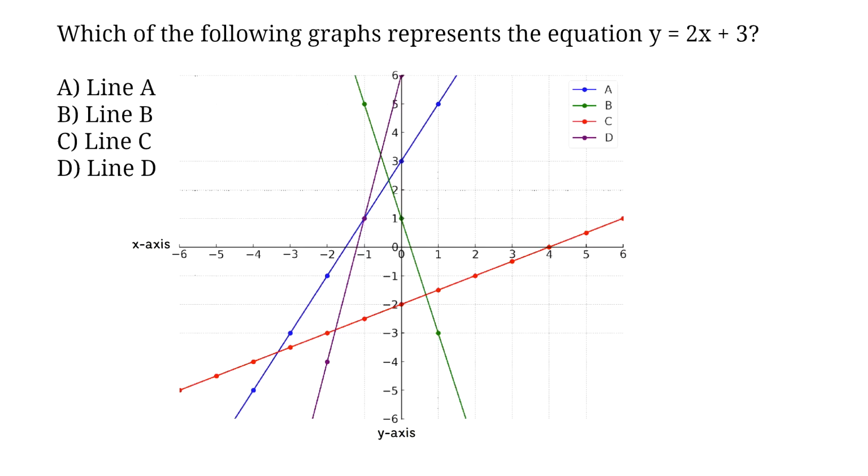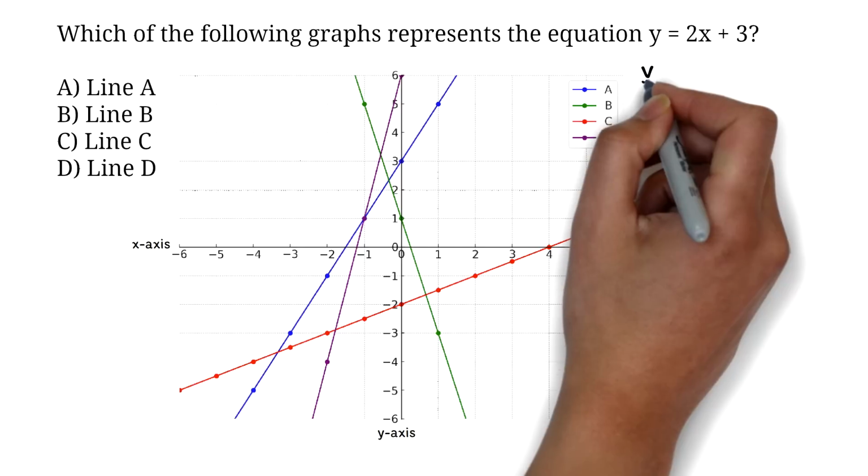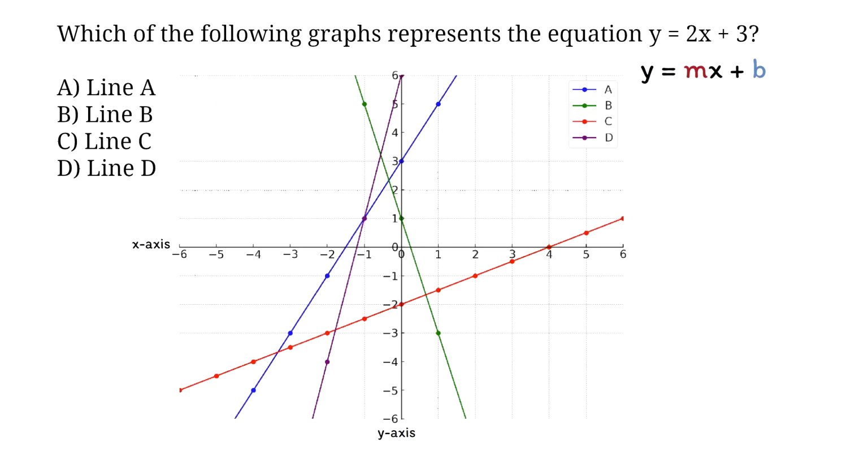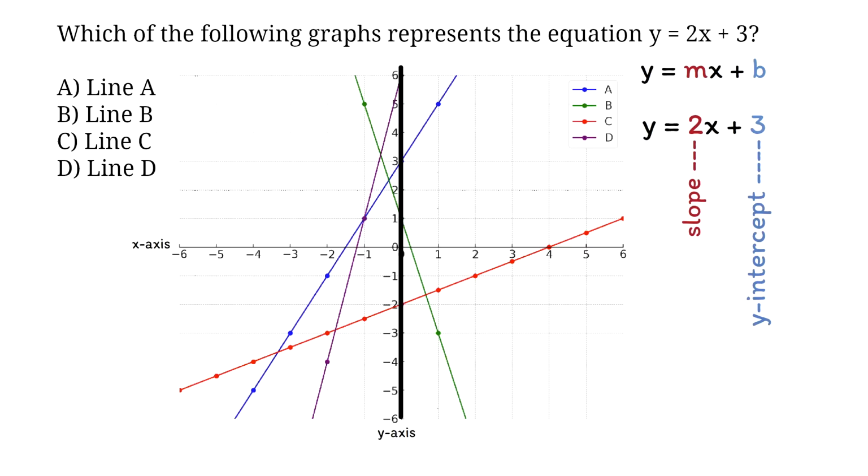The first thing we notice is that the equation is in the slope-intercept form. This is y equals mx plus b. In this form, the value with the x is your slope, and the value without the x is your y-intercept. The y-intercept is where the line meets the y-axis. For this question, the slope is 2 and the y-intercept is 3.